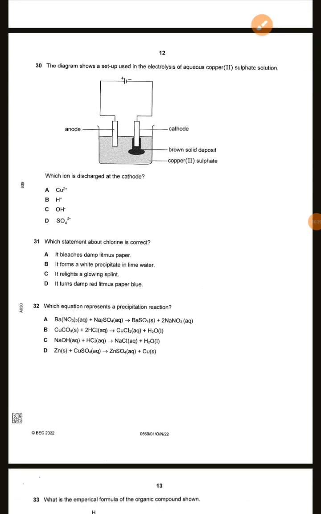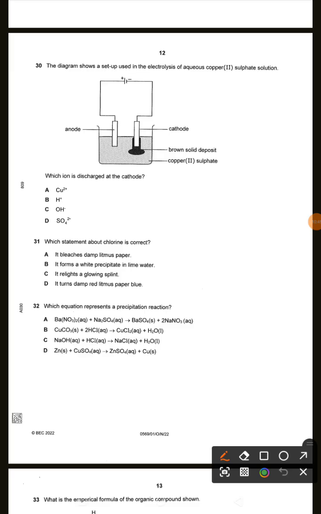The diagram shows a setup used in the electrolysis of copper 2 sulfate solution. Okay. We have electrolysis there of aqueous copper 2 sulfate solution. Which ion is discharged at the cathode? Now we're only concerned about the cathode, but first let's just remember the cathode is negatively charged, so it's going to attract positively charged ions.